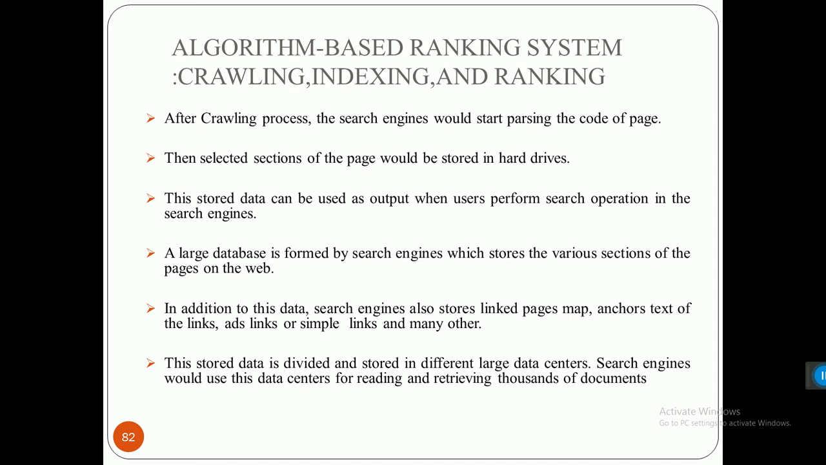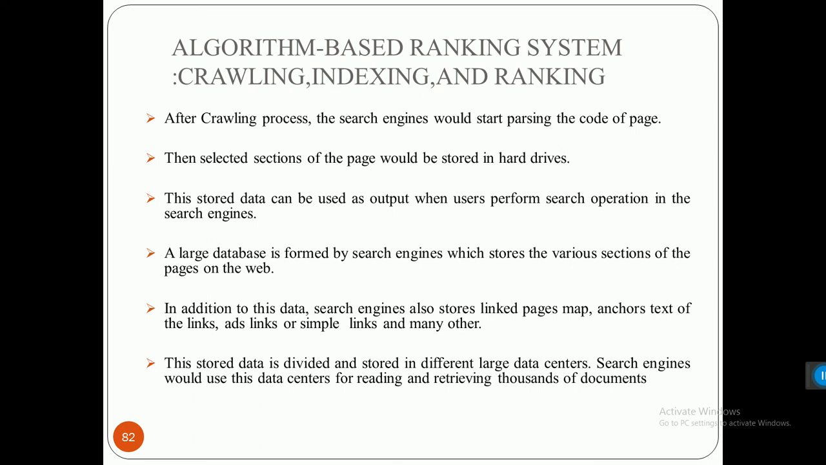After the crawling process, the search engine would start parsing the code of the pages. Then selected sections of the page would be stored on the hard drive. The stored data can be used as an output when the user performs a search operation. After getting those results, they are stored as output, and when the user performs the action, at that time it will be useful.